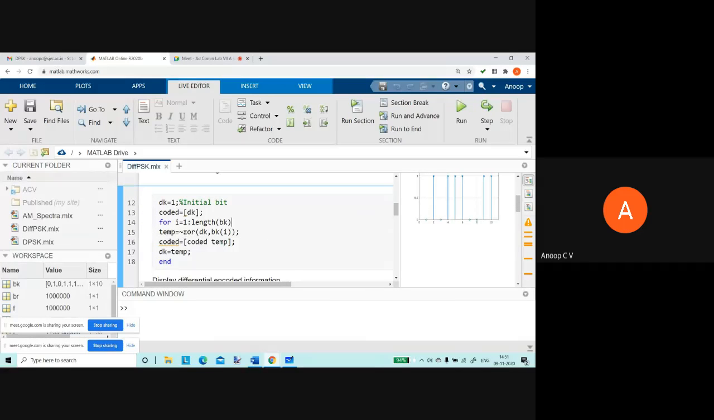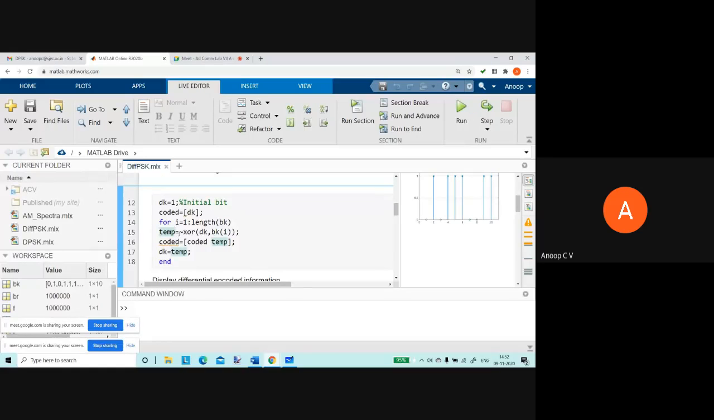We have XOR in MATLAB. If you put a tilde on the left-hand side of XOR, it becomes XNOR, which is the not of XOR. This is the syntax: XNOR of the two bits, the first being DK and the second being BK of I. We save it in a variable temp. You can write it in a single line also, but I have written it like this so you can break down and analyze it.